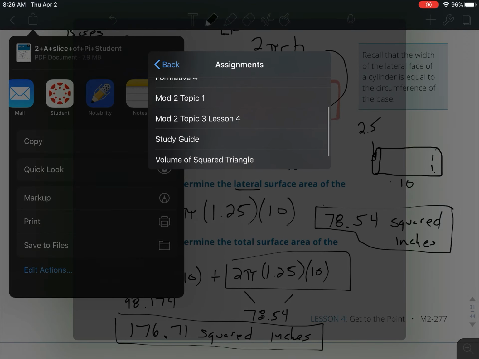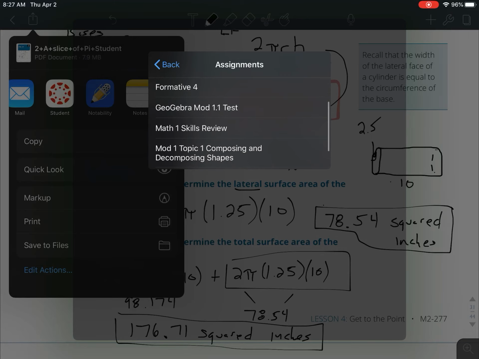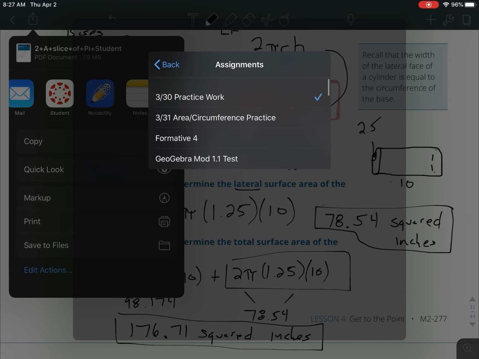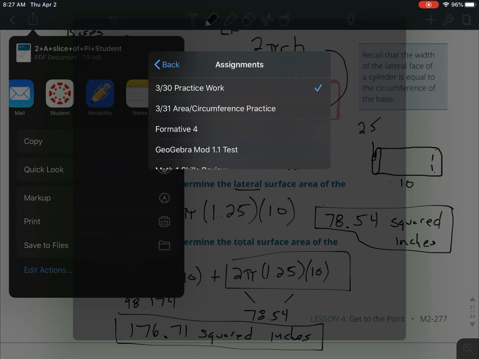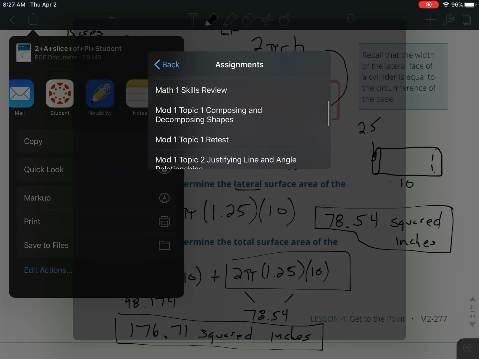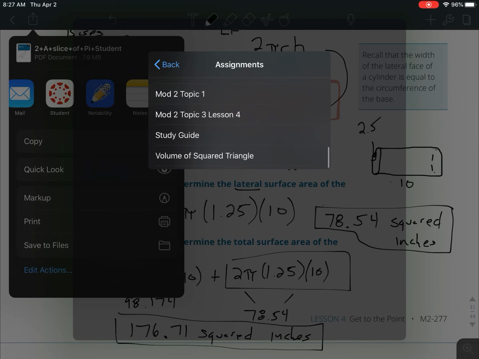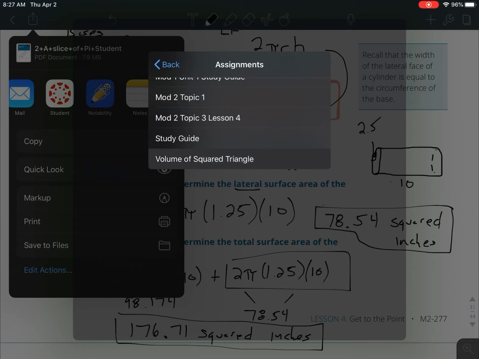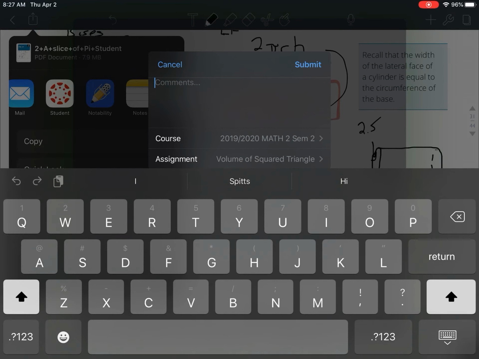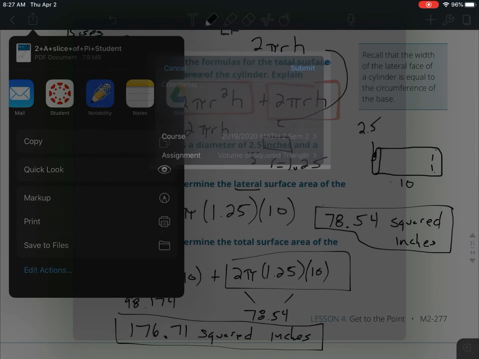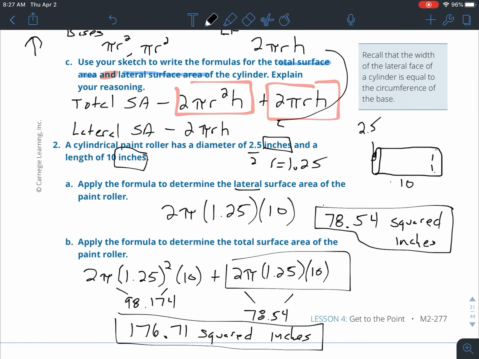Okay, so whatever the assignment's called, when we're finished with all this, submit it, especially the worksheet that we're doing today. There's a worksheet that I just added this morning, and it's called volume of square triangles. So when you submit the work for that one, you have to find volume of square triangles, which is all the way down here at the bottom. You would click that and then submit. Make sure you are submitting to the right class and the right assignment, so I can give you guys a grade on that.